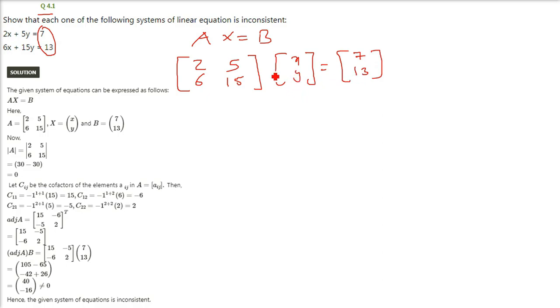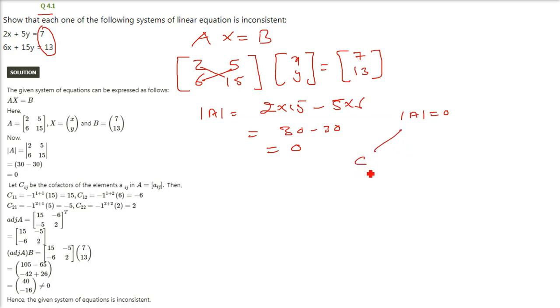Now, first of all, we'll find the determinant of A. So 2 into 15 minus 5 into 6, you get 30 minus 30, that is 0. Now, when the determinant of A is not equal to 0, we have a consistent solution. But when the determinant of A is 0, there can be two options: consistent with infinite solutions, and inconsistent. That is, if the lines are the same line, or if the lines are parallel, they will never intersect.